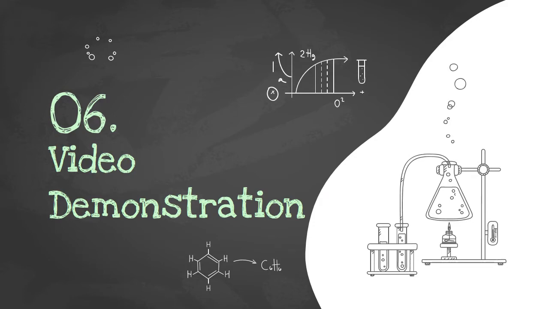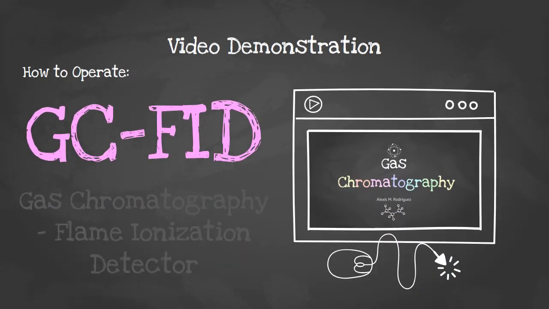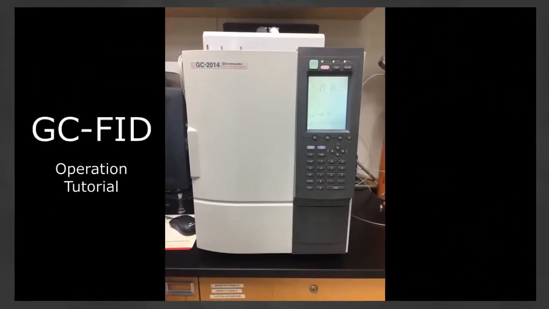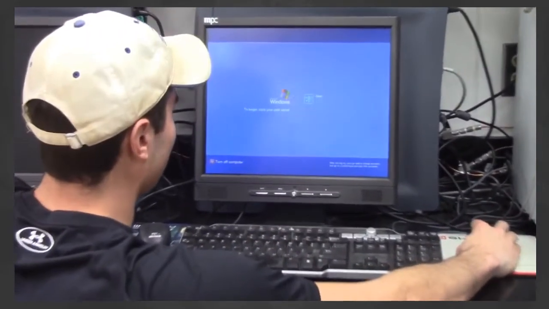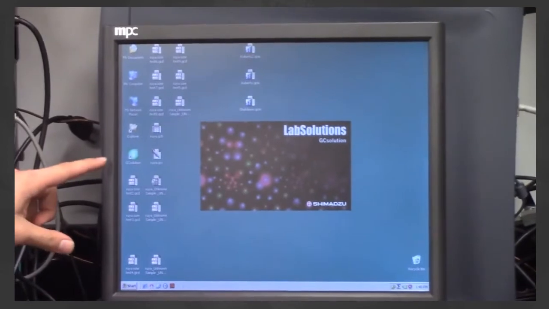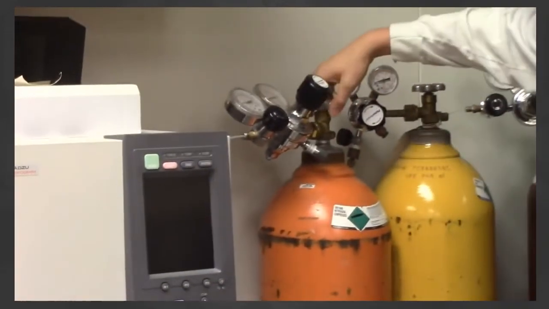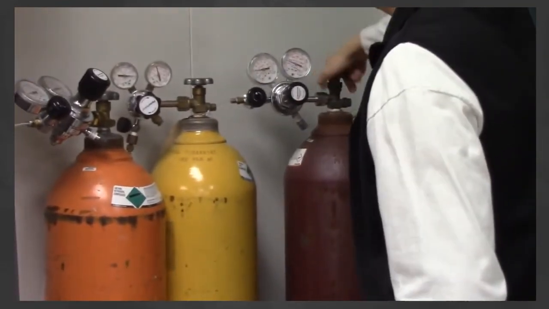Now, let me show you how to operate a GC system. So to use the GC, we're going to click User, and then look at this icon right here called GC Solution. That's the one we're going to use. But first, we have to turn on these gas canisters. The first one is the air, then the nitrogen. Finally, we'll turn on the hydrogen.